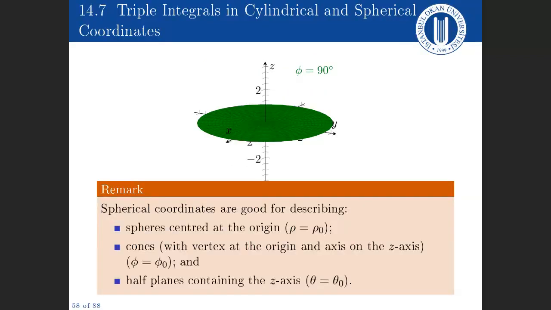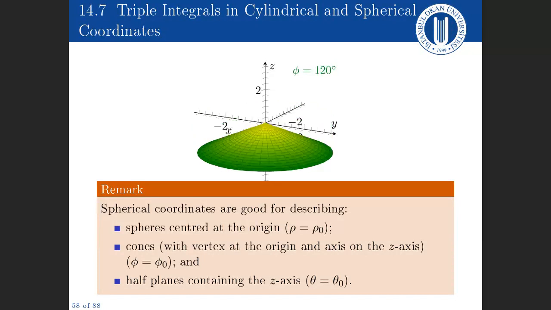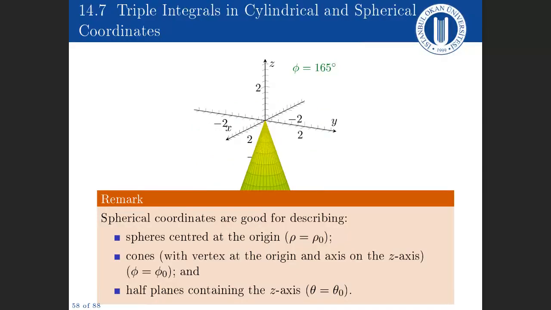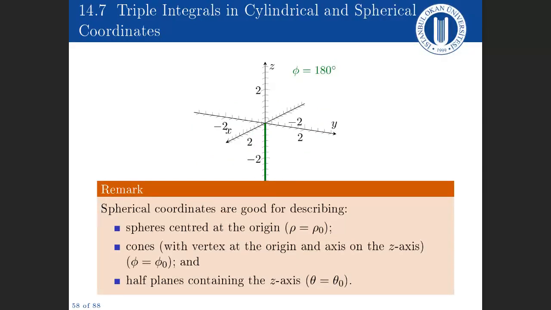Now actually, if we had phi equal to 90 degrees, we would have the whole of the xy plane. I haven't drawn it very well here. This should be all of the xy plane. And again, if we increase phi a little bit more, we go all of the way down to the z-axis. Phi equal to 180 degrees, or pi, is the negative z-axis.